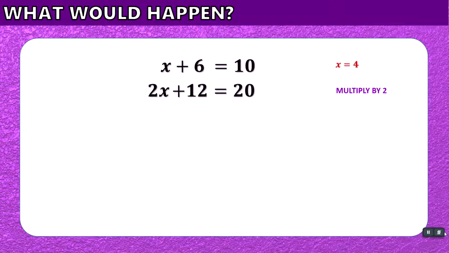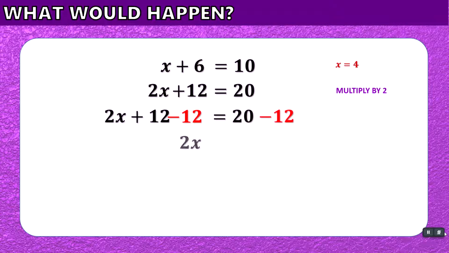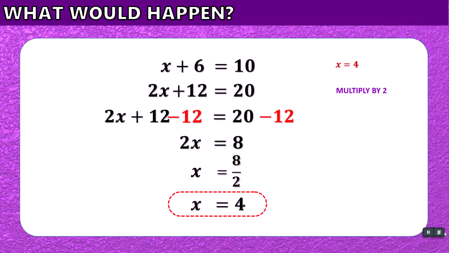Now let's try to solve this for x. We can see that we have to subtract 12 from both sides, and that will leave us with 2x on the left equals 20 take away 12 is 8 on the right. And to eliminate the 2, we divide both sides by 2, which gives us 8 divided by 2, and x is equal to 4. And we've come up with the same answer as we did above. X is equal to 4. So no matter if we multiply an entire equation by a whole number, the solution is the same.